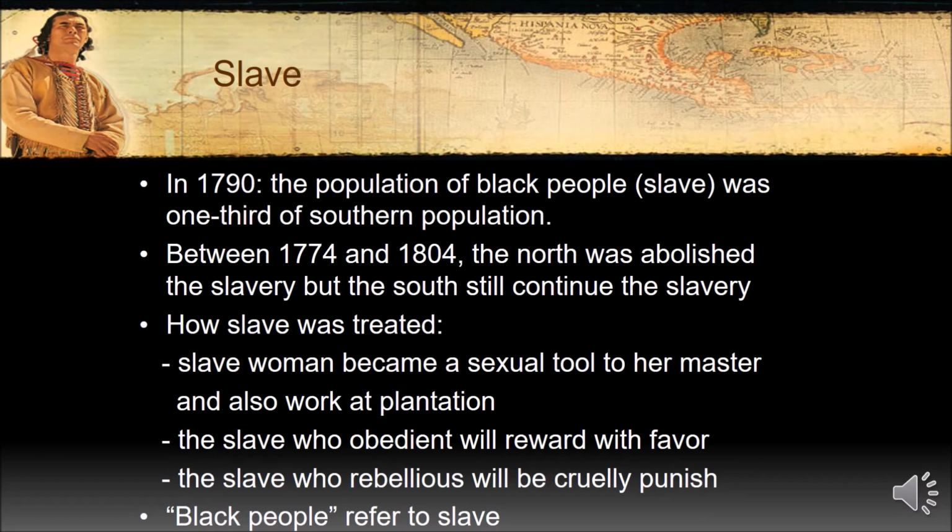How were slaves treated? First, a slave woman became a sexual tool for her master and also worked at the plantation. In the South, slave men were not the only ones who worked, but women also must work. Second, a slave who was obedient would be rewarded with favor. Last, a slave who was rebellious would be cruelly punished. The title of black people referred to slaves.